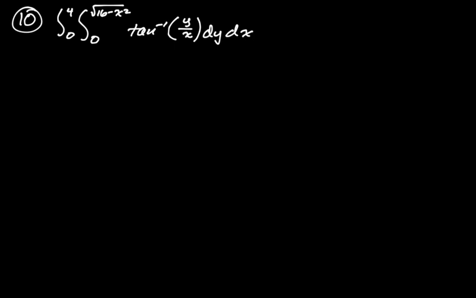0 to 4, 0 to square root of 16 minus x squared, tan inverse of y over x, dy dx. So as usual, we just pull off the bounds. X is 0 to 4. Y is from 0 to the square root of 16 minus x squared. Again, a semicircle, by far the most common curve that you're going to run into here.